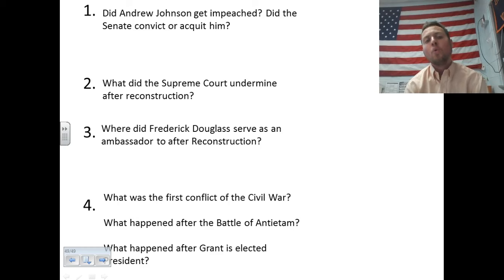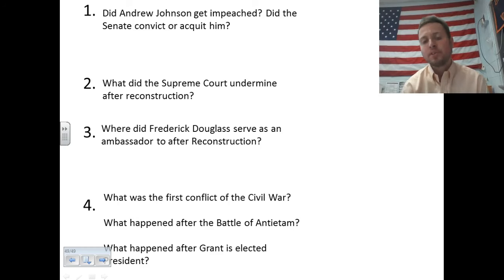2, what did the Supreme Court undermine after Reconstruction? They undermined the 14th and 15th Amendments. That includes Plessy versus Ferguson, which undermined the 14th Amendment. 3, where did Frederick Douglass serve as an ambassador to after Reconstruction? That is Haiti. It's cool because it shows how much African American rights have increased.